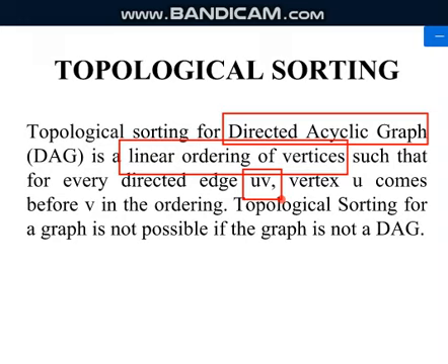Sorting in the sense that whenever you have an edge from U to V, U has to come before V in the ordering. That is what topological sorting is. It is applicable only for a directed acyclic graph. It is not applicable for any other graph. Even if it is a directed graph, it should not have a cycle. So how will you order? When you have an edge from U to V, U comes first and V comes next. We will see how to solve it.